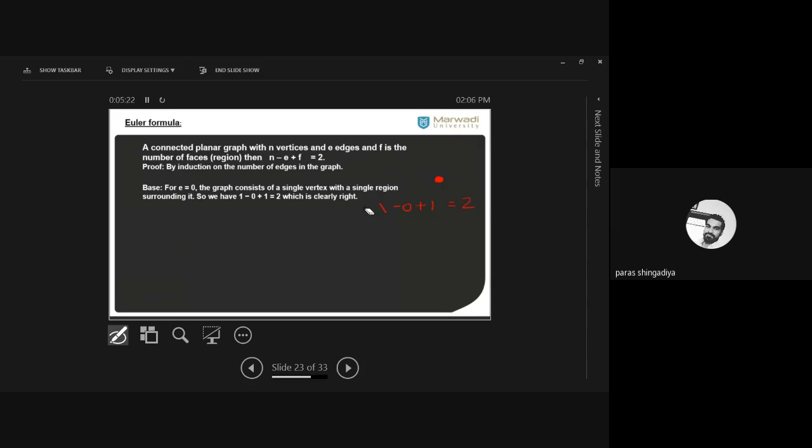Clear? It is not compulsory to mention that, but let's verify for E equal to 1. For E equal to 1, what does it mean? You consider two vertices with one edge. Otherwise, you can take a loop. A vertex and a loop. You can also consider this one. Loop means also one edge. Clear? So now two vertices with one edge means E equal to one case.